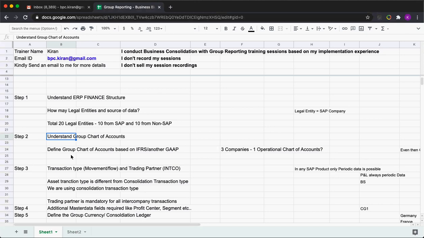Now, what about the non-SAP units? For non-SAP units, on-premise, you have to get the data against the financial statement items, meaning the group chart of accounts.